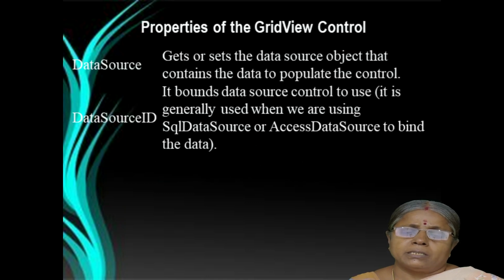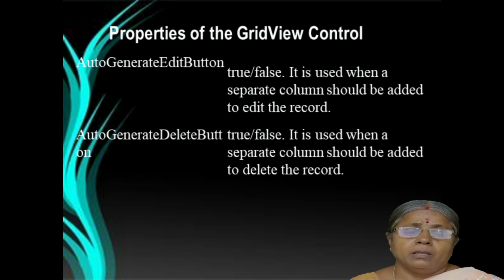Get or set the data source object that contains the data to populate the control. Then the last one, data source ID. It binds the data source control to use as the data source to bind your data.